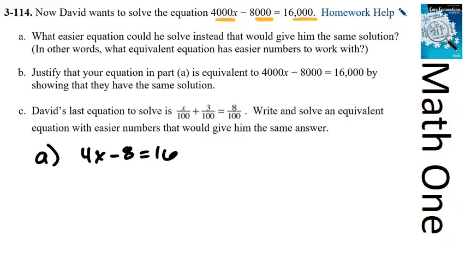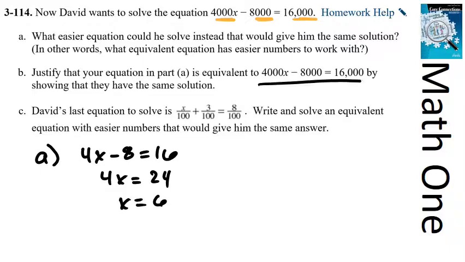It says justify your equation in part A. Justify that your equation in part A is equivalent to this by showing that they have the same solution. Okay, on the simpler one, if I add 8 to both sides of this, I'm going to get 4x equals 16 plus 8, which is 24. And if I divide both sides by 4, I get that x is the number 6.